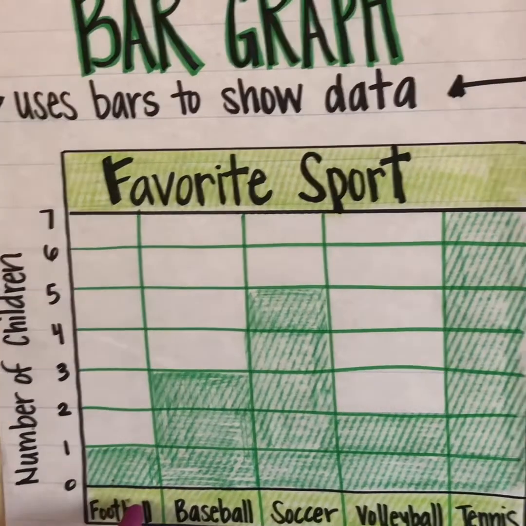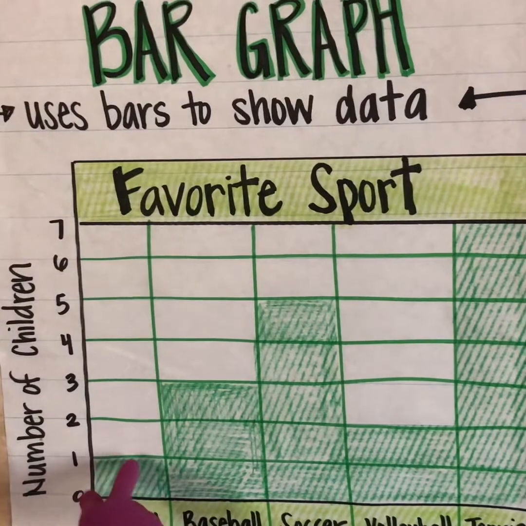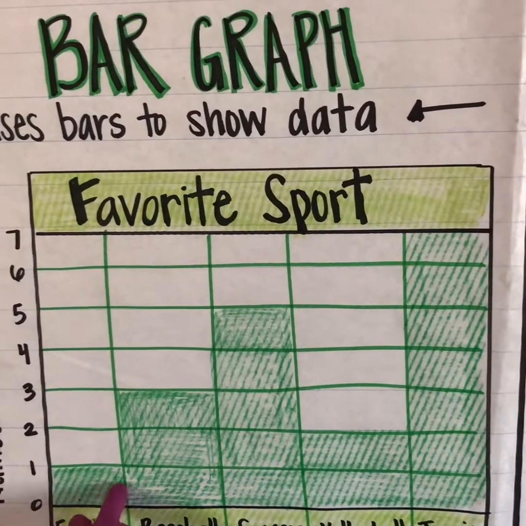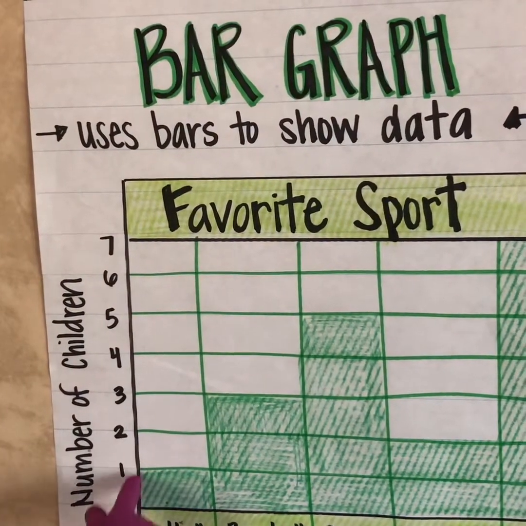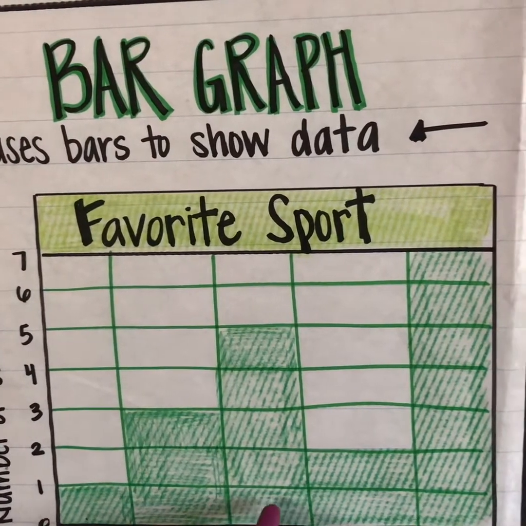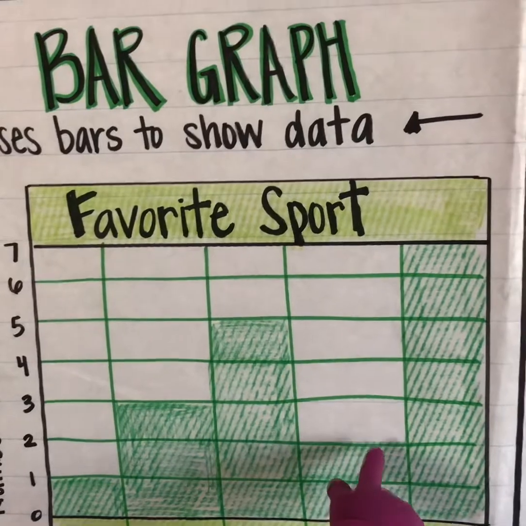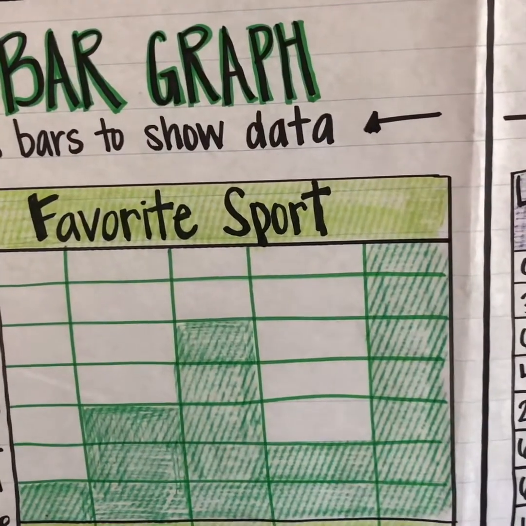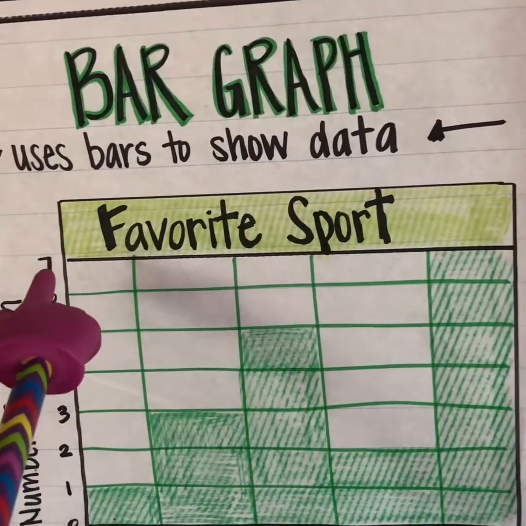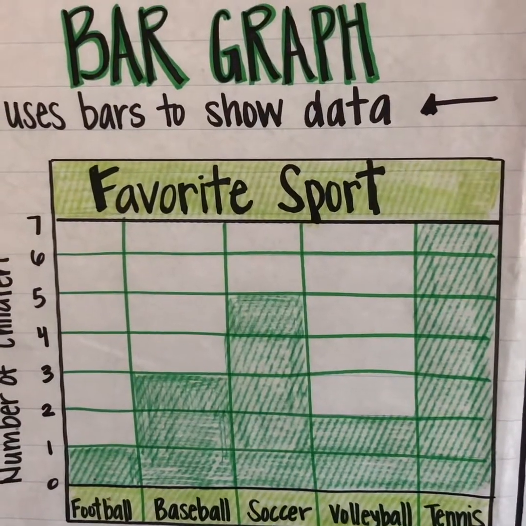So the way that bar graphs work is that each box is filled in to represent how many children voted for that thing. You can tell by looking at this that football had 1 vote. Baseball had 3. 3 children liked baseball the best. Soccer, 5 children. Volleyball, 2. And tennis obviously is the largest bar. That has the most votes for it. Tennis had 7. That was the very favorite.